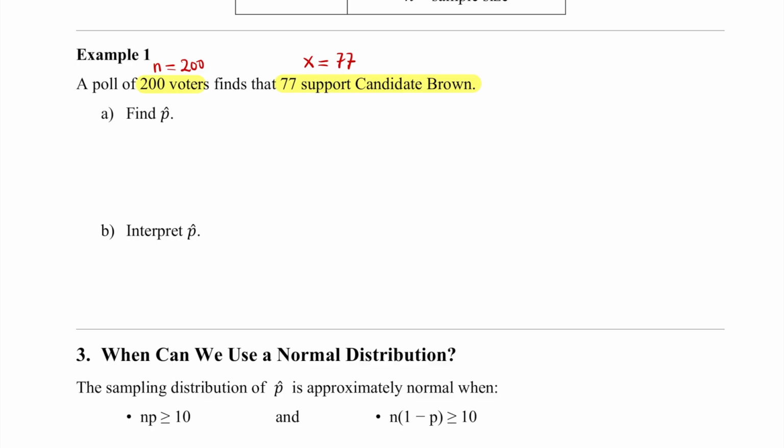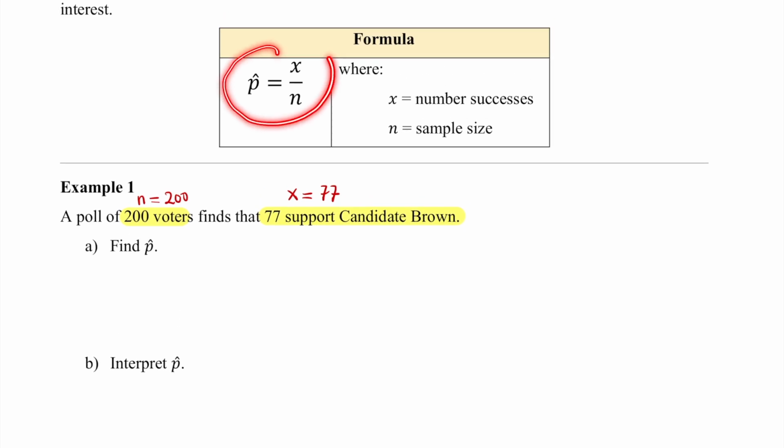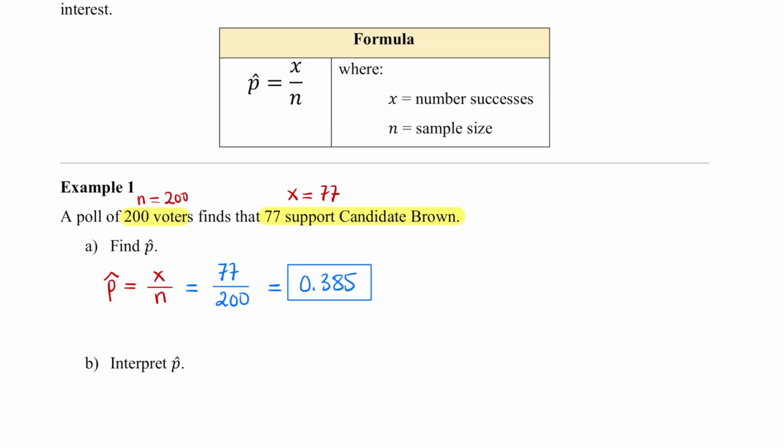Question A, find p hat. We use the formula p hat equals x over n. x is 77 and n is 200, so we'll have 77 over 200, and that equals 0.385. So the sample proportion is 0.385 or 38.5%.